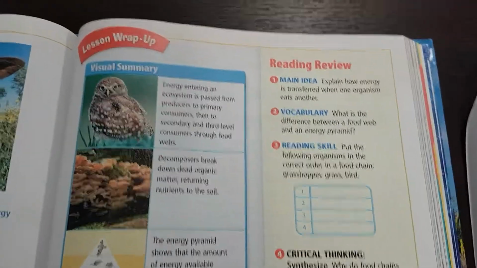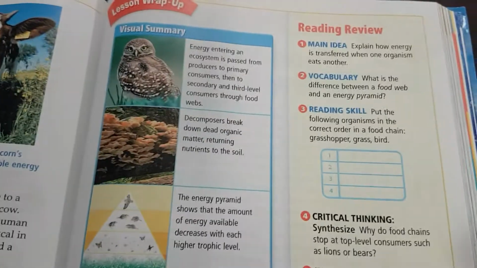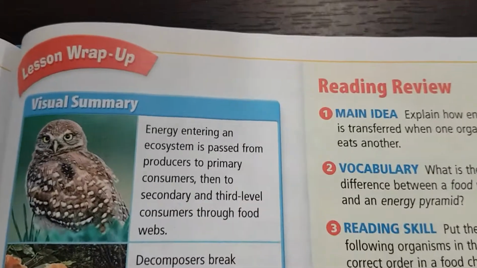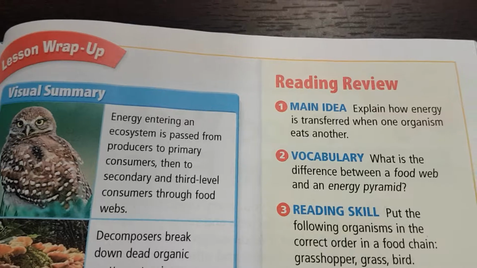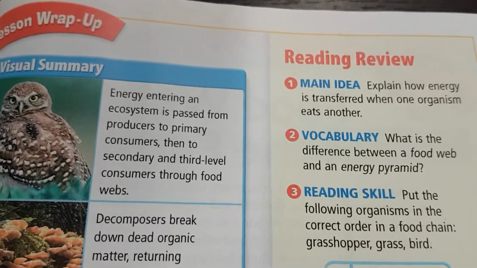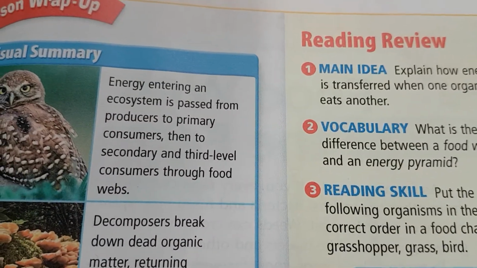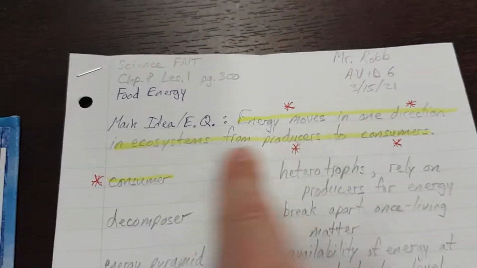All right, get your highlighter, get your red pen. Let's do our visual summary. Energy entering an ecosystem is passed from producers to primary consumers, then to secondary and third level consumers through food webs. Okay, highlight the main idea.